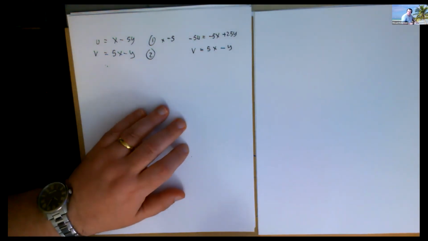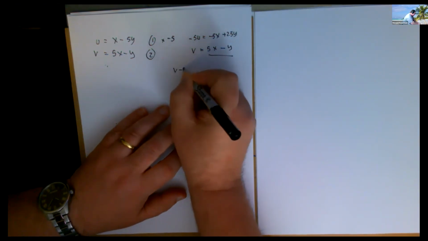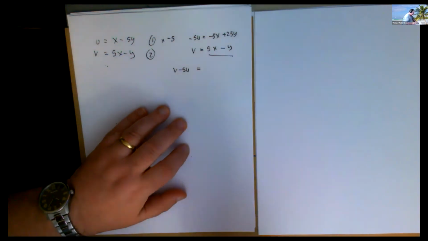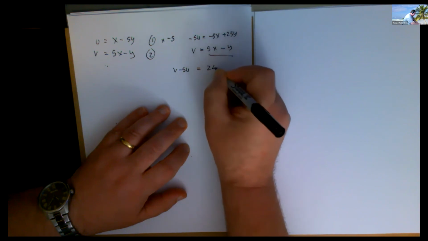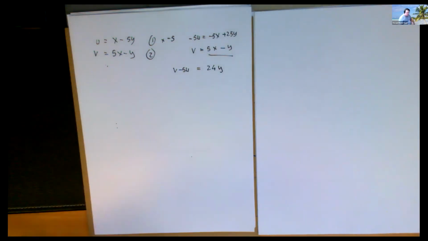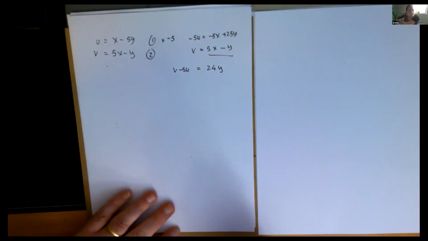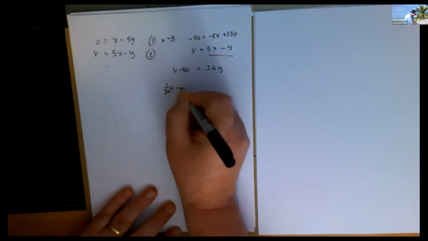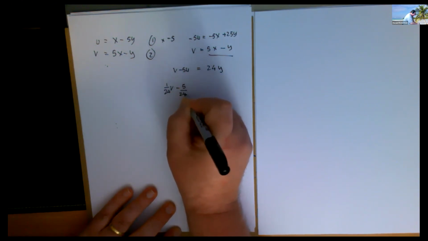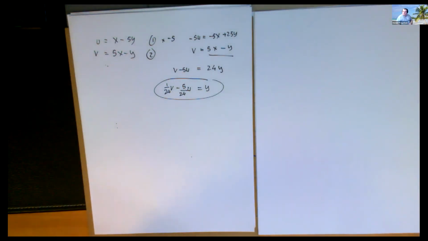So far, so good? Now, what happens when I add these equations together is I get 5v minus 5u, which is fine. They kill each other off, and we get 24y. Great? Which means that, it's not very pretty, but y is equal to 1/24 v minus 5/24 u. And I've already half solved the question, right?